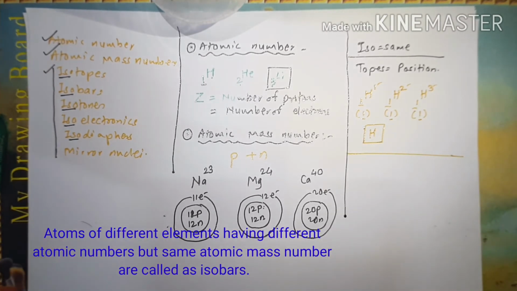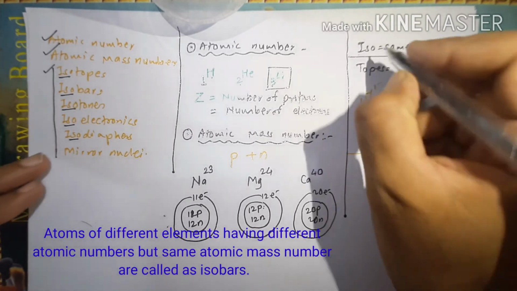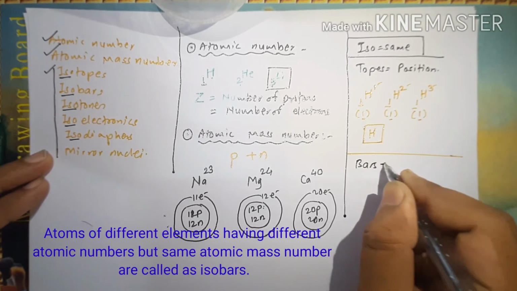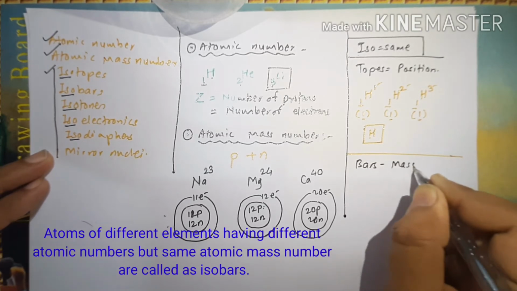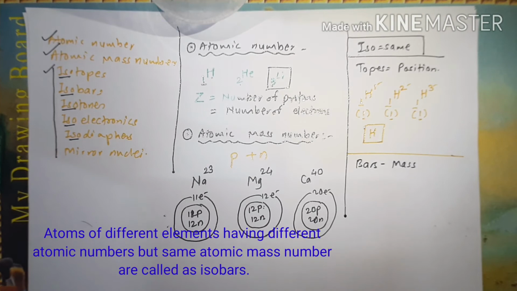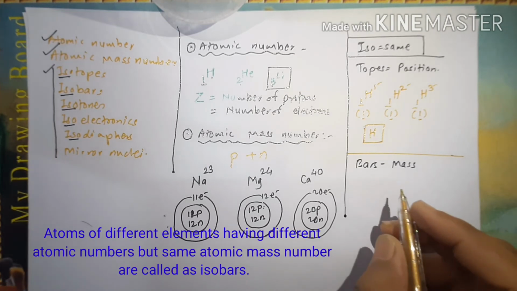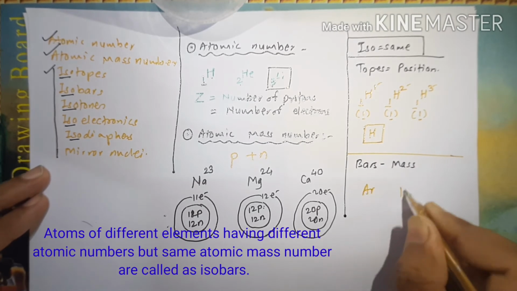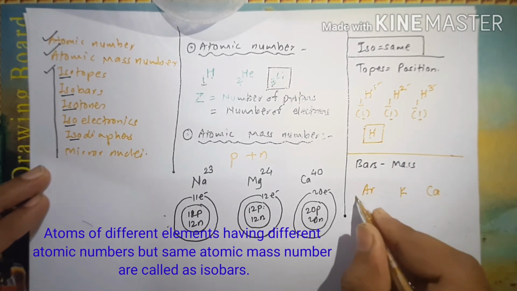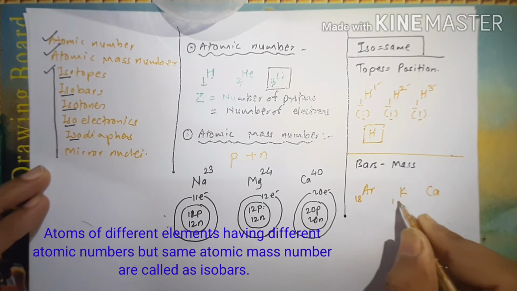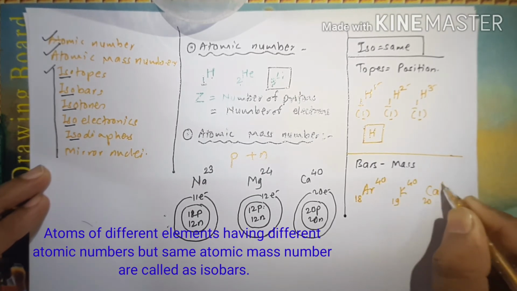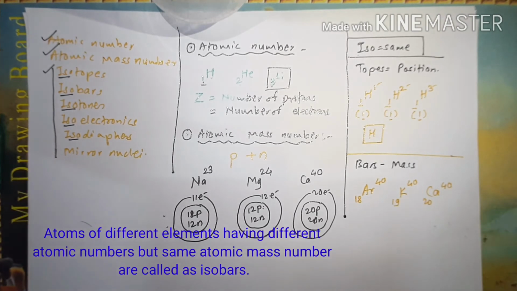Now the next one is isobars. We know that iso means same. What is the meaning of bars? Bars means mass. So these are atomic species having identical mass, atoms of different elements, for example argon, potassium and calcium. The atomic numbers of these three are 18, 19 and 20 respectively, and their atomic masses are 40, 40, 40. So these are the isobars.